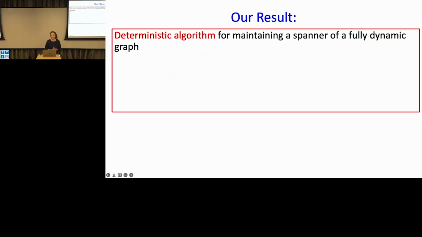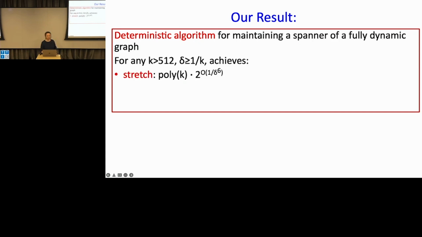So we resolved this question, and we get close to this ideal guarantee, but not quite. We provide a deterministic algorithm for maintaining a spanner of a fully dynamic graph. For any pair of parameters k and delta, it achieves this stretch, this size, and this worst case update time. I know it's very confusing, but the way to think about this is that delta controls the trade-off between the stretch and the worst case update time.